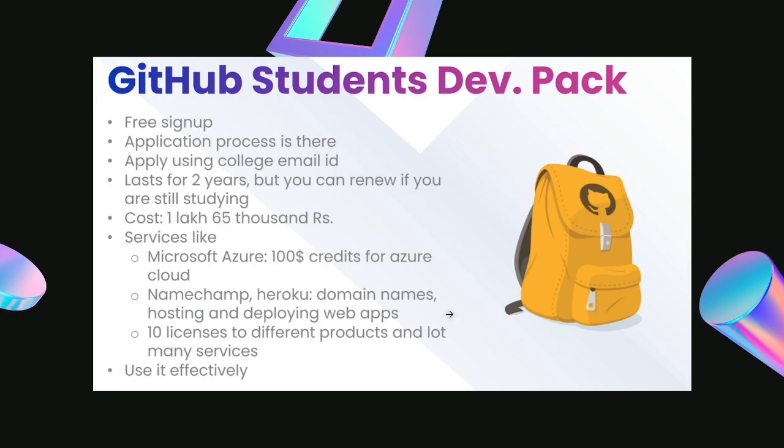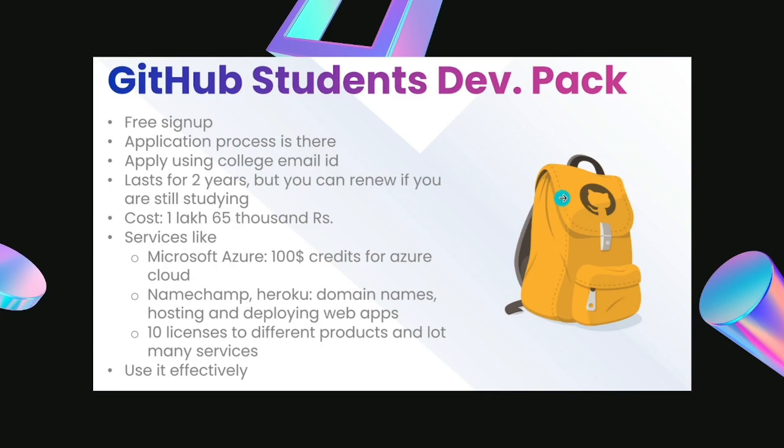Meaning whatever website you have created, you will have to deploy it somewhere, right? So the paid services which we can talk about are GoDaddy or Hostinger. Those are the paid services, and for free you can use the resources provided by the GitHub Student Developer Pack for hosting your website. All right. So there are 10 licenses to different products and many services. These 10 licenses are originally paid, but if you access them through the GitHub Student Developer Pack, you will get them for free, right? So use it effectively.